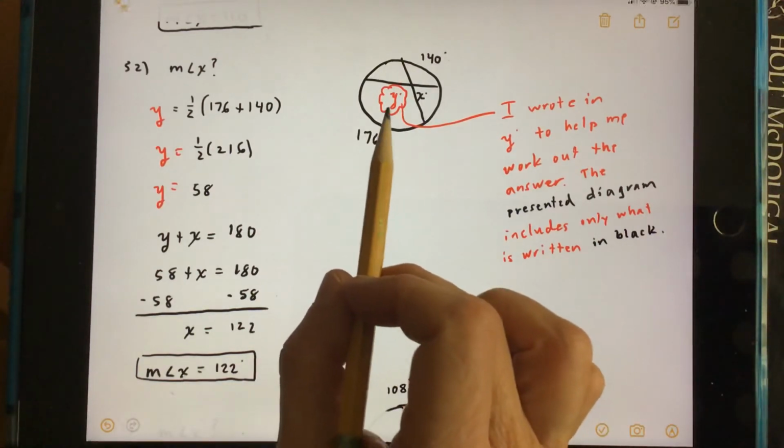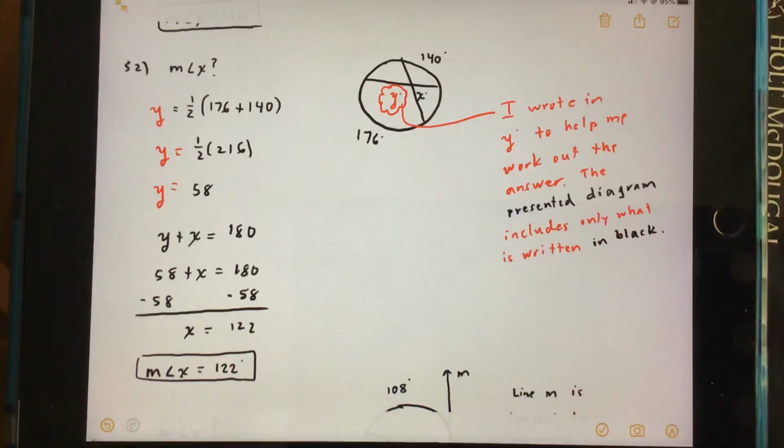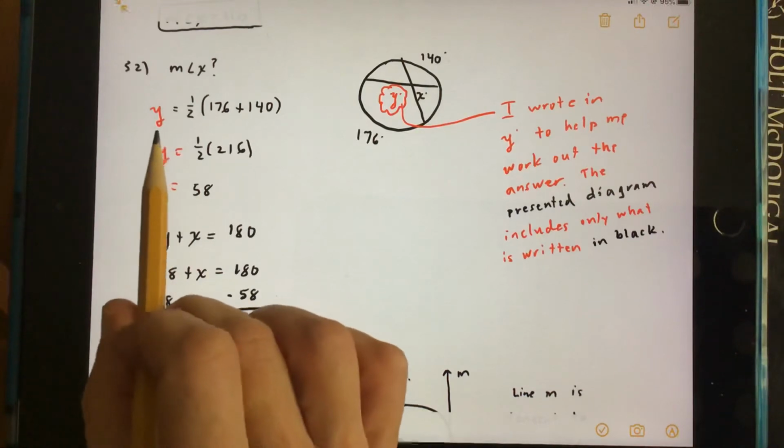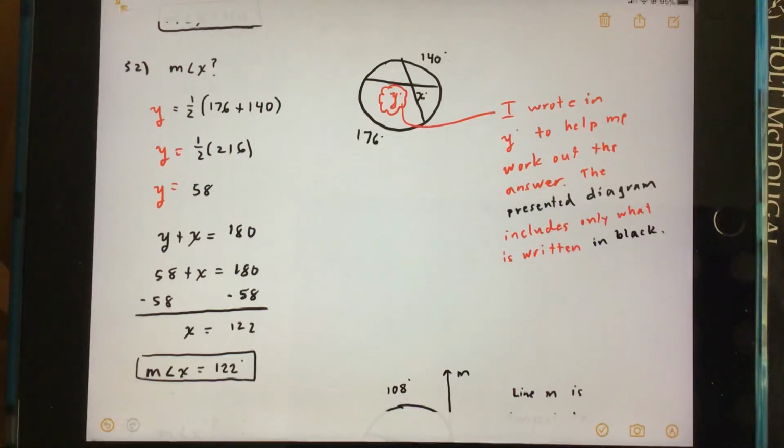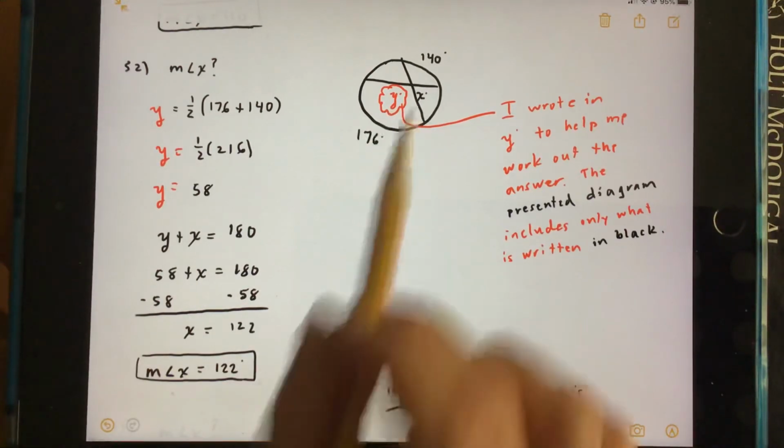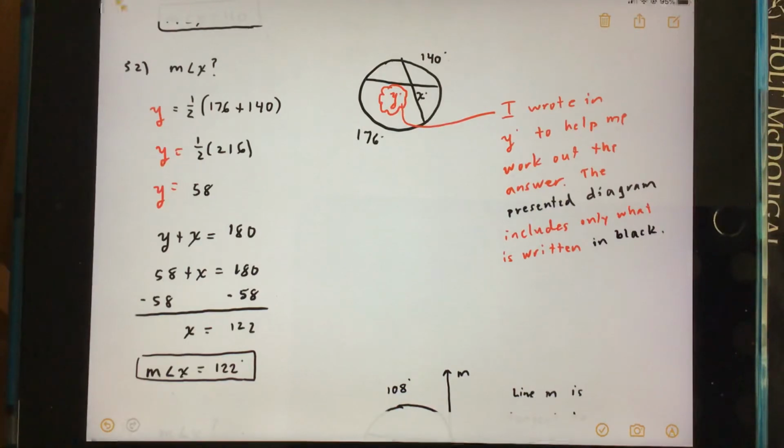Once we know what y is, we're going to notice that y and x are a linear pair, so we can work out the value of x by adding y and x together to be equal to 180 degrees, because linear pairs are supplementary. So here we go. First I'm working out what my y is. Half of 176 plus 140, so adding together those two intercepted arcs and then finding half of that quantity gives me 58. Now I know if y is 58 degrees, that if I add that to x, that will total up to 180 degrees. So 58 plus x is 180, subtract 58, and our x value is 122 degrees.